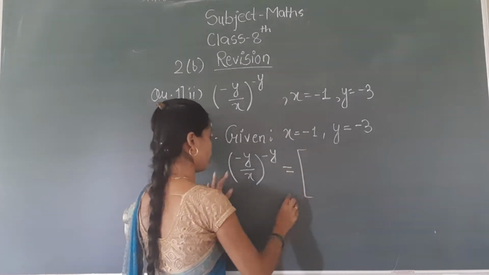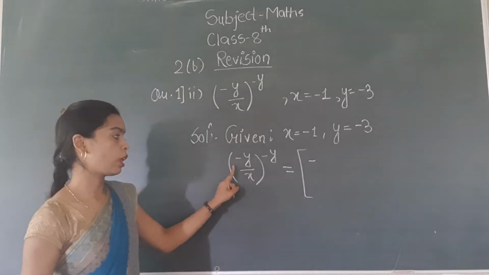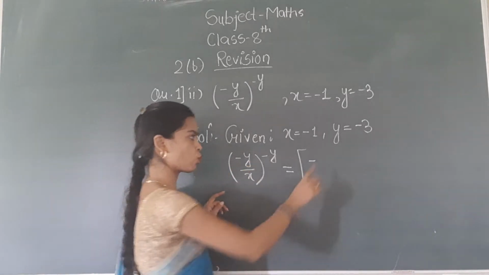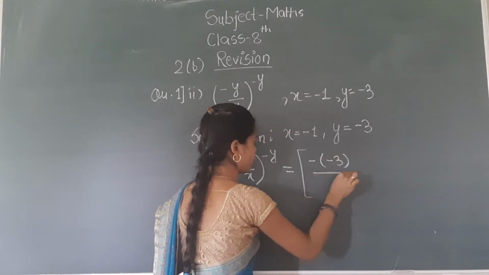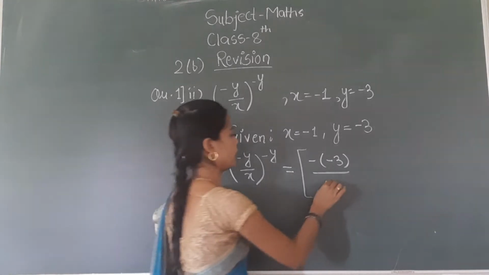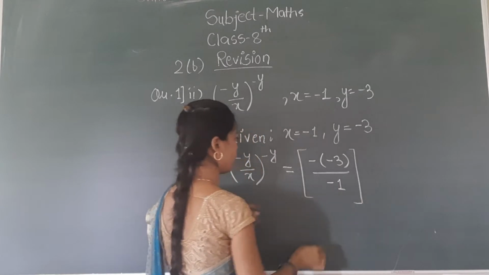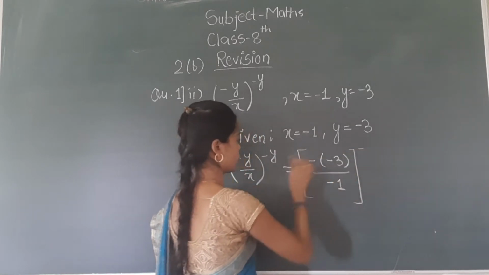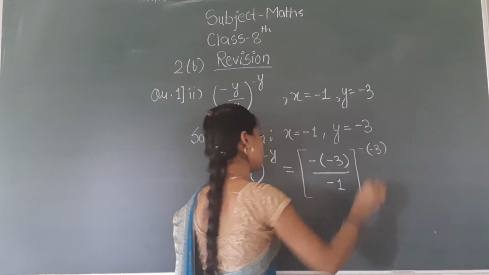Now, the minus is already given in the question. Now y is equal to minus 3, so I will write minus 3 here. After that, in the denominator, x is equal to minus 1. Now the whole power is again minus y, and y is equal to minus 3, so I will write here minus 3.